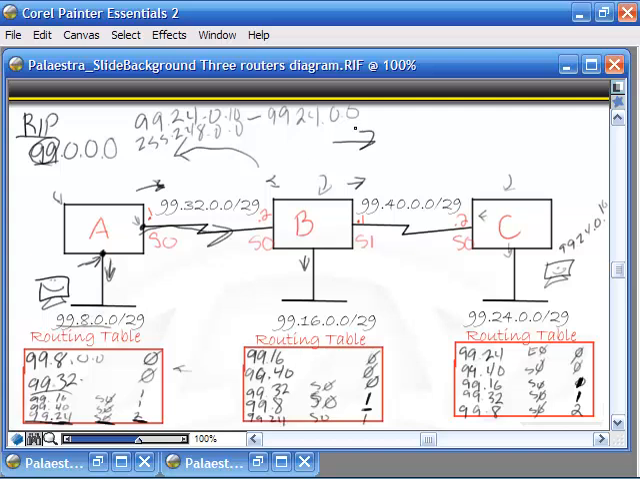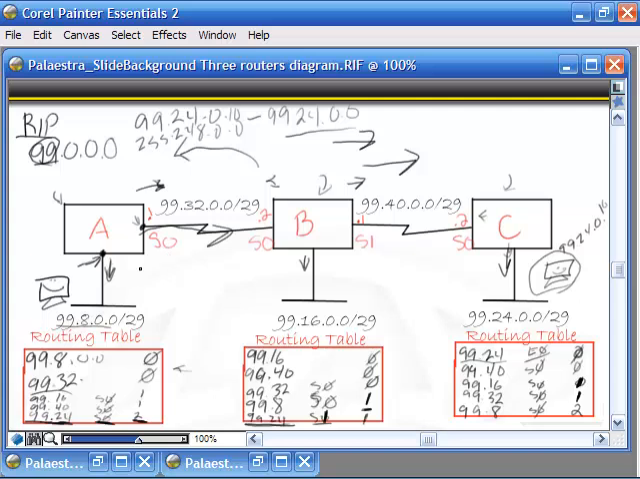Router B will do the same thing and go, oh, 99.24. Again, barely read it. There it is. I have to go out of my serial 1 interface, it should say, and that is 1 hop away. So he'll send the packet out of this interface. C will do the same thing. Go 99.24. I can read that pretty well. It's on my Ethernet 0 interface, and I am directly connected because my cost is 0. And he'll send it out to this computer.